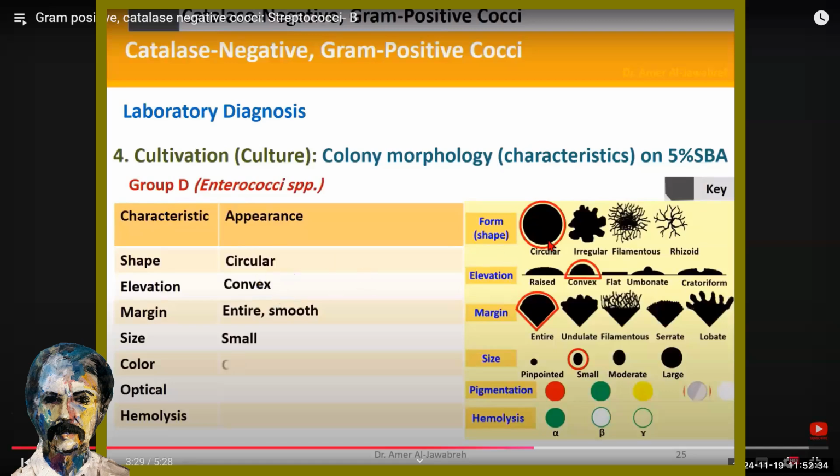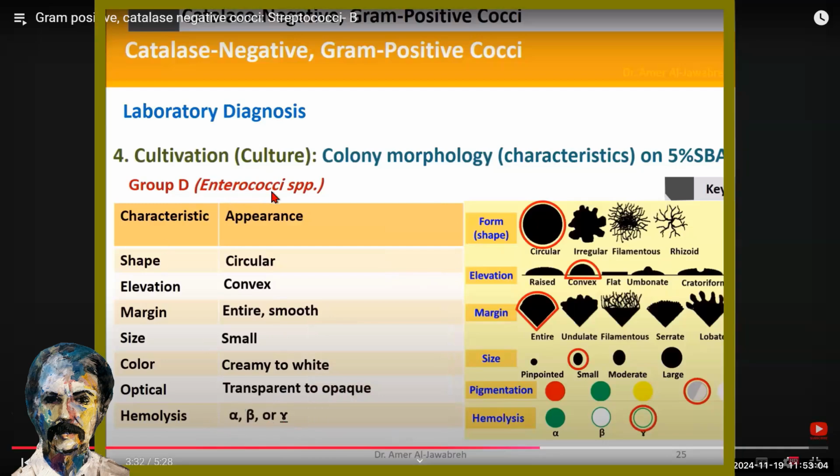It's circular, like this, convex, high, dome-like, entire and smooth, small and pinpointed as always, creamy to white, transparent to opaque. This one is usually gamma, Enterococci. But they also say it can be alpha, it can be beta. It depends, because Enterococci have many species, not only one: faecium, faecalis, and many others, bovis.